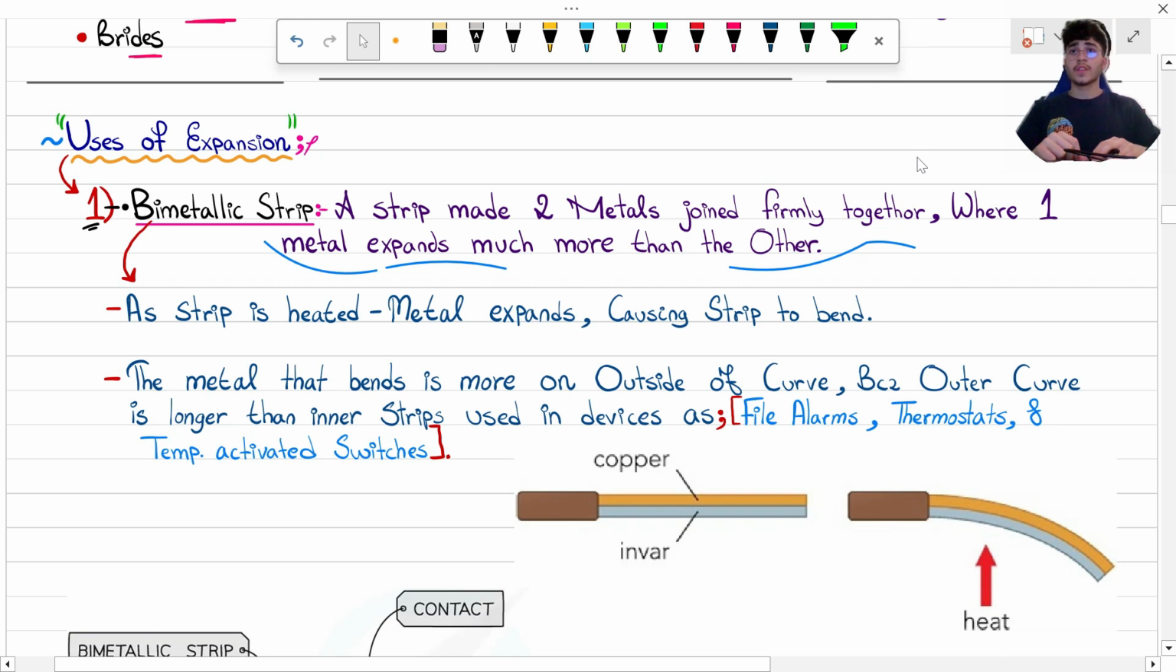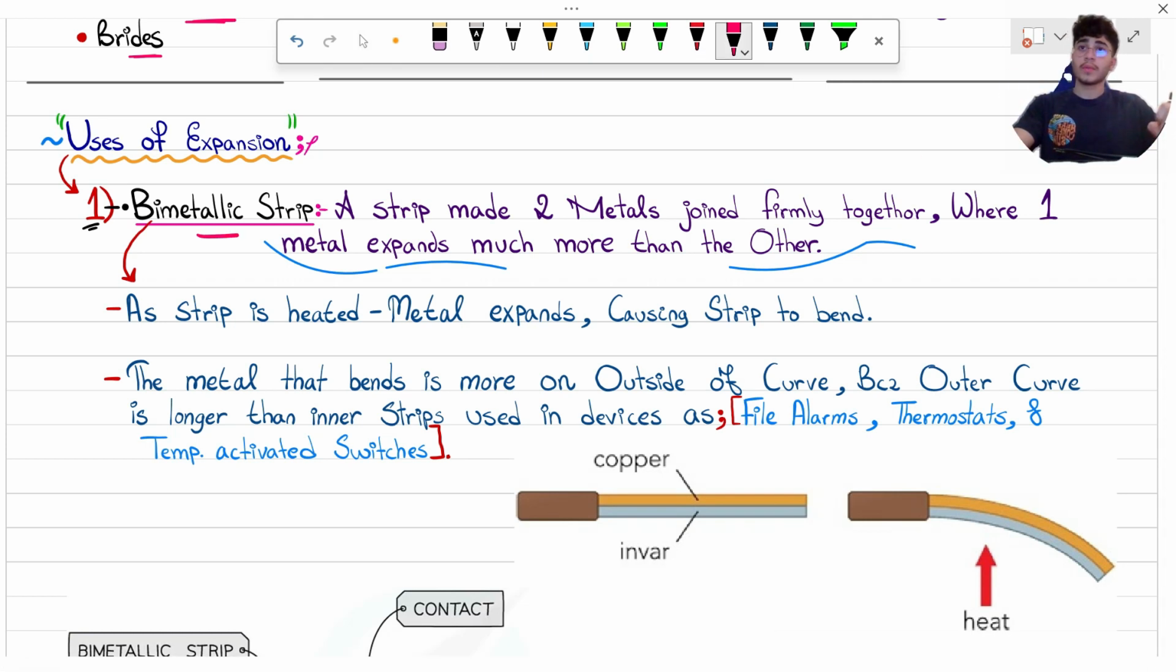Uses of expansion. The first use of expansion we're going to study is a bimetallic strip. This is a strip made of 2 metals joined firmly together, where one metal expands much more than the other. Okay, it's a strip. It has 2 metals, one up, one down. The 2 metals are chosen in such a manner that one metal will always expand much more than the other. So these are 2 metals.